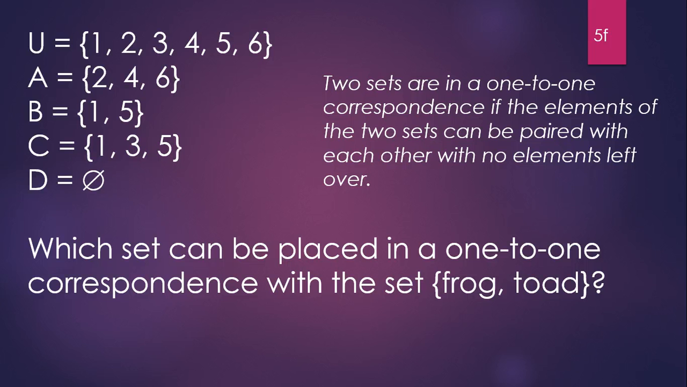Now we're using the same list of elements, but now we're being asked a question about one-to-one correspondence. Two sets are in one-to-one correspondence if the elements of the two sets can be paired with each other with no elements left over. So which of the sets can be placed in a one-to-one correspondence with the set frog, toad?